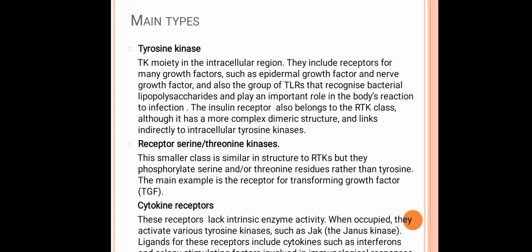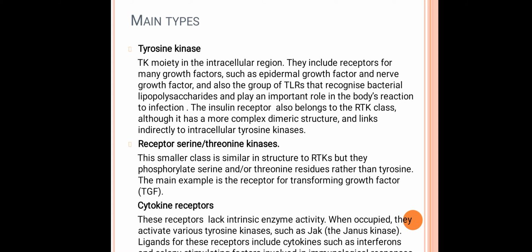Next is receptor serine threonine kinases. When the intracellular domain has a serine or a threonine residue instead of a tyrosine residue, and it is phosphorylated by an enzyme such as kinase found within the receptor, it is called a receptor serine threonine kinase. The example of a ligand that binds to this receptor is transforming growth factor.